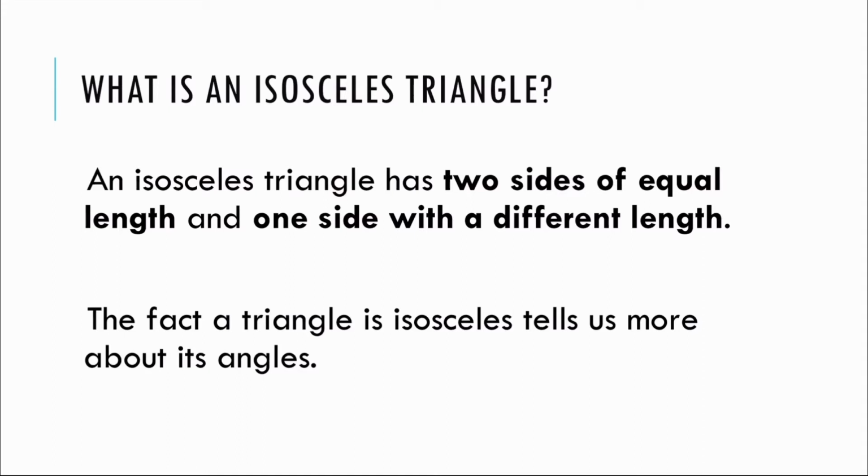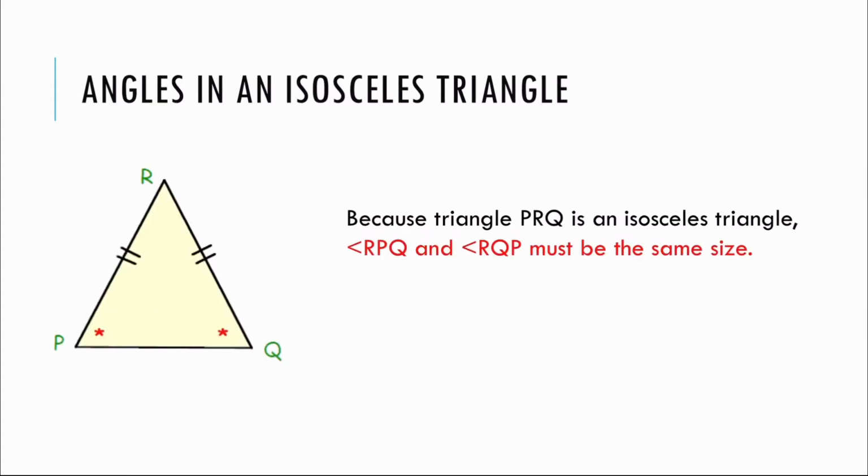An isosceles triangle has two sides of equal length and one side with a different length. The fact that a triangle is isosceles tells us a little bit more about its angles. So here is an isosceles triangle, and we can see the lines mark the two equal sides. So this side is equal with this side.